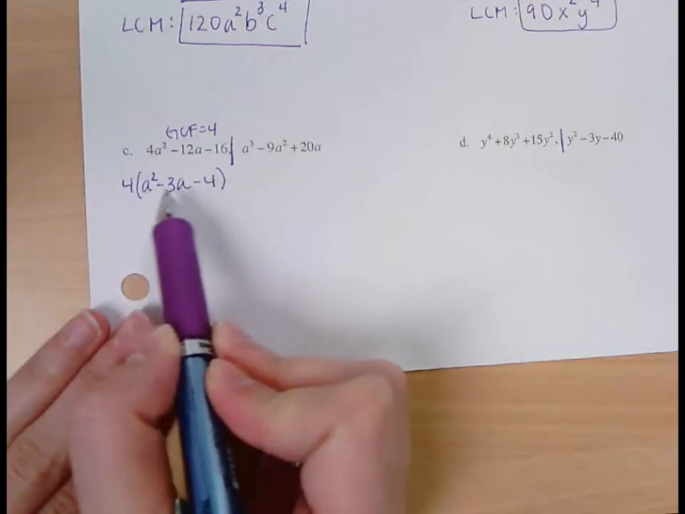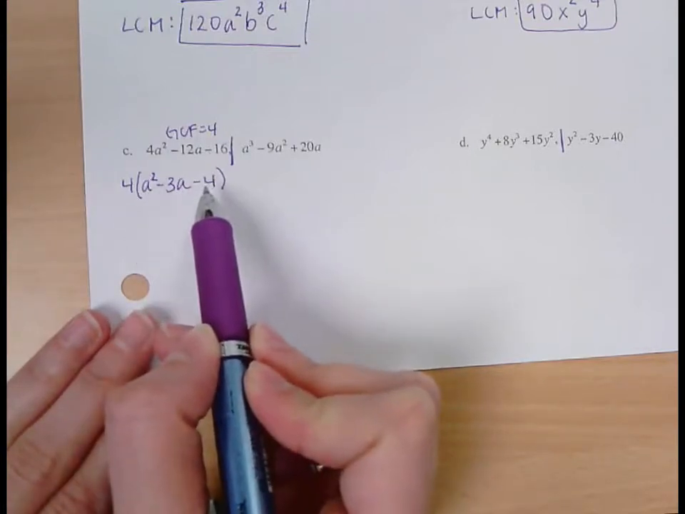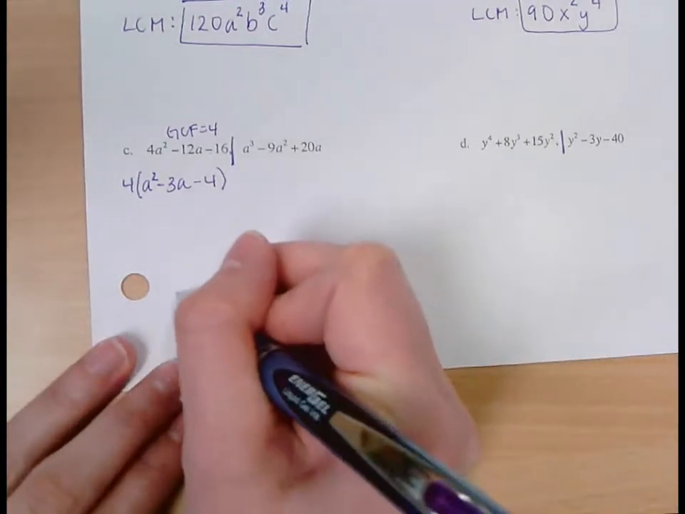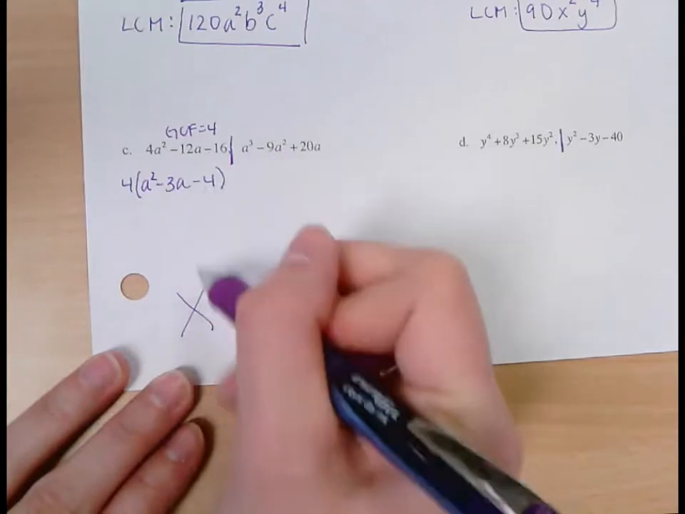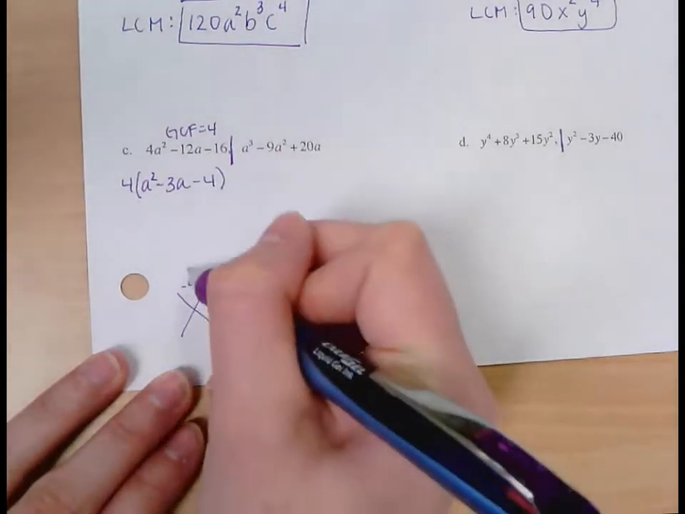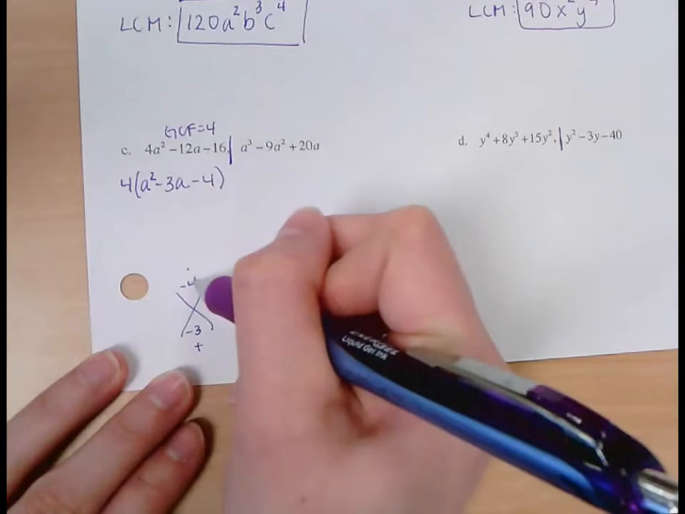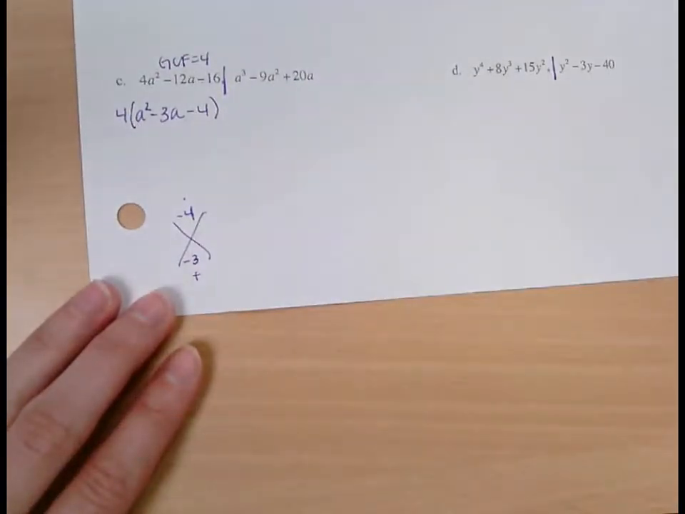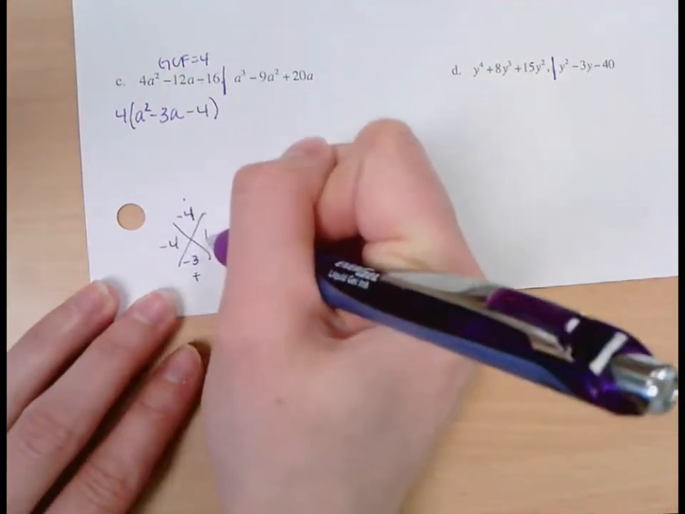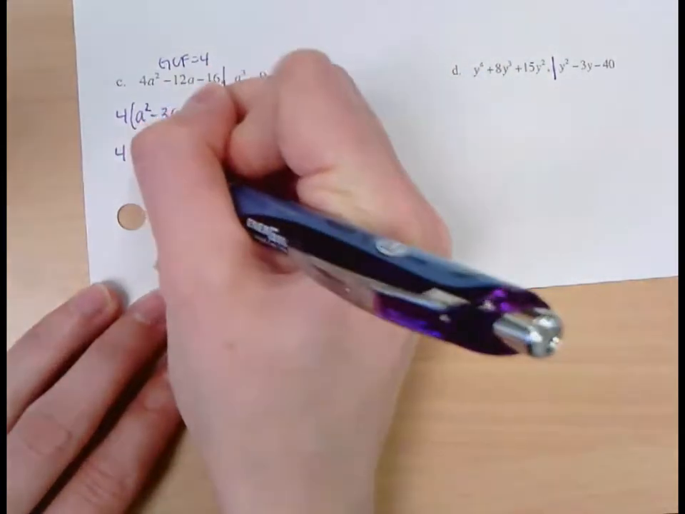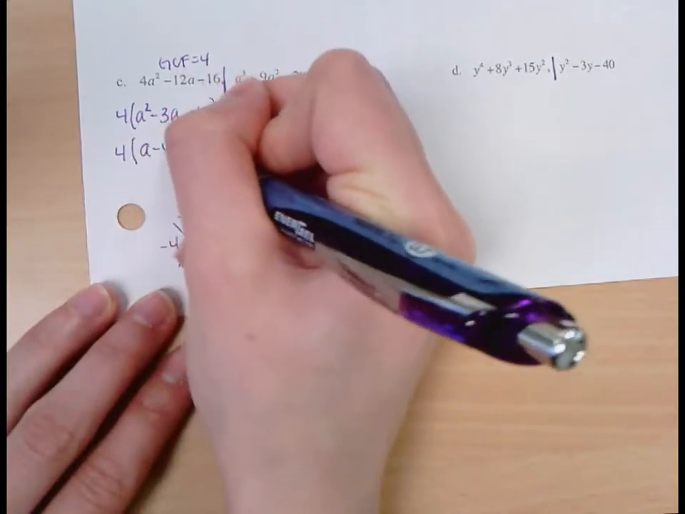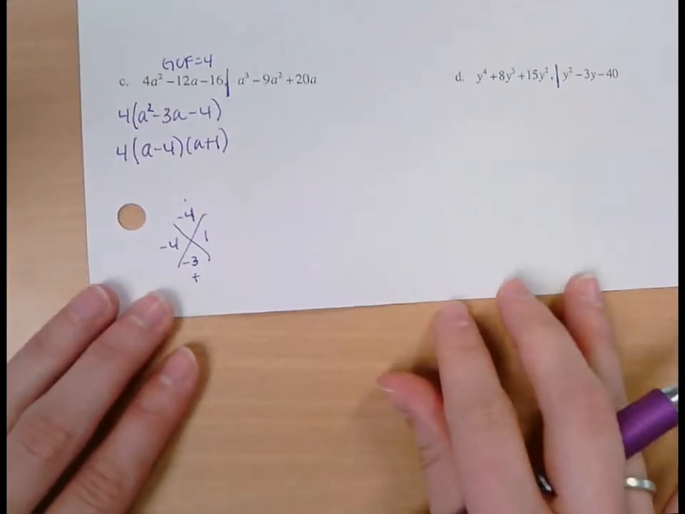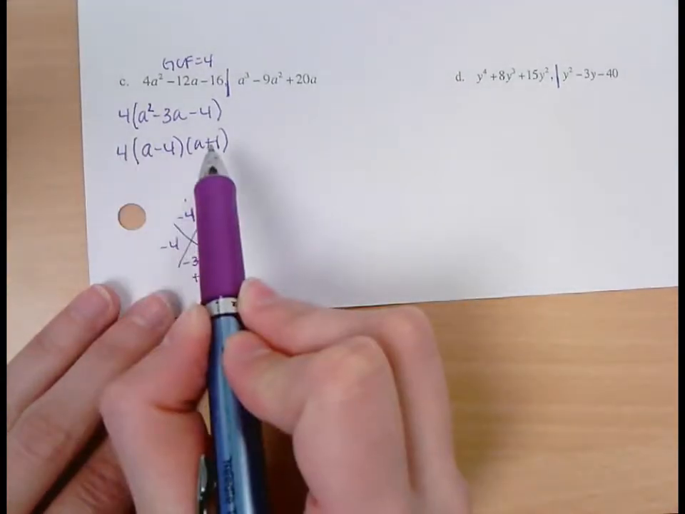And then I still have the a squared minus 3a minus 4, which is a trinomial. So I should set up a diamond to see if I can still factor that. So setting up a diamond, we'd be multiplying then to negative 4 and adding to negative 3. What two numbers work there? Okay, so I'd still have the 4 in front, and then I would have a minus 4 times a plus 1. So that's the factored form for that first polynomial.